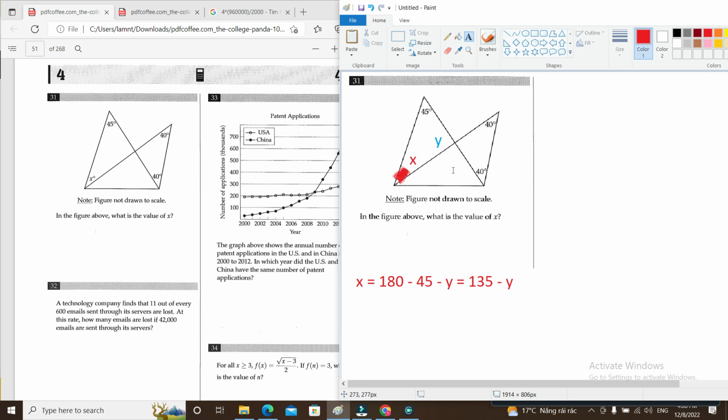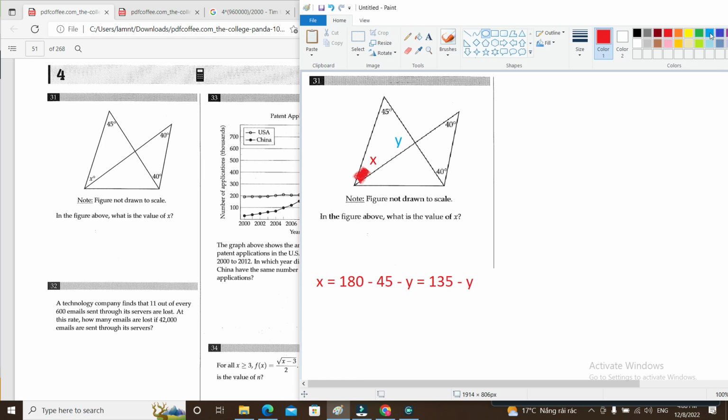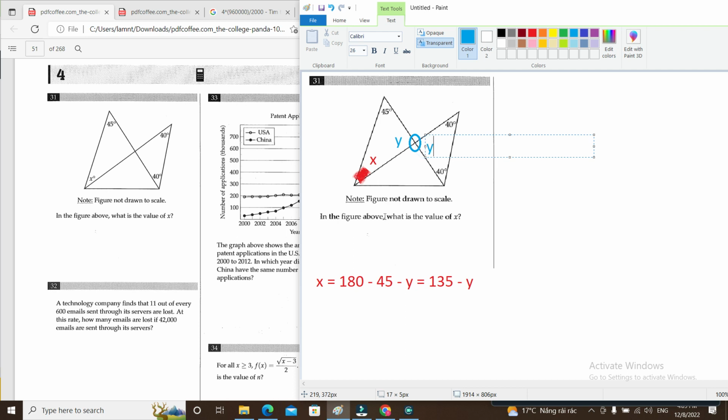So you can see we have a pair of opposite angles here, shown by blue. By the opposite angle theorem, opposite angles are equal. Okay, so on this side, this is y as well. And inside this triangle, we can make an equation to find our y.